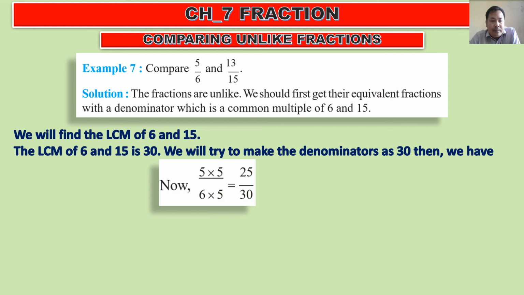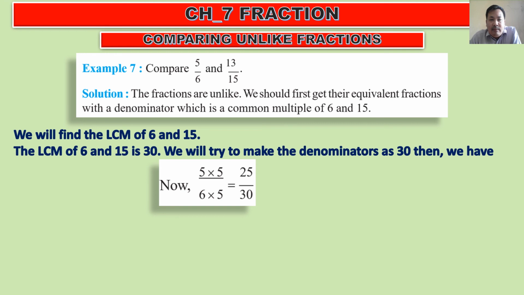We have 5 by 6 as the first fraction. To get 30 we multiply 6 by 5, isn't it? Yes, we get 30. Likewise the numerator 5 must also be multiplied by the same number 5, so we get 25. 5 times 5 is 25, 5 times 6 is 30. Now the fraction 5 by 6 with denominator 30 becomes the fraction 25 by 30.